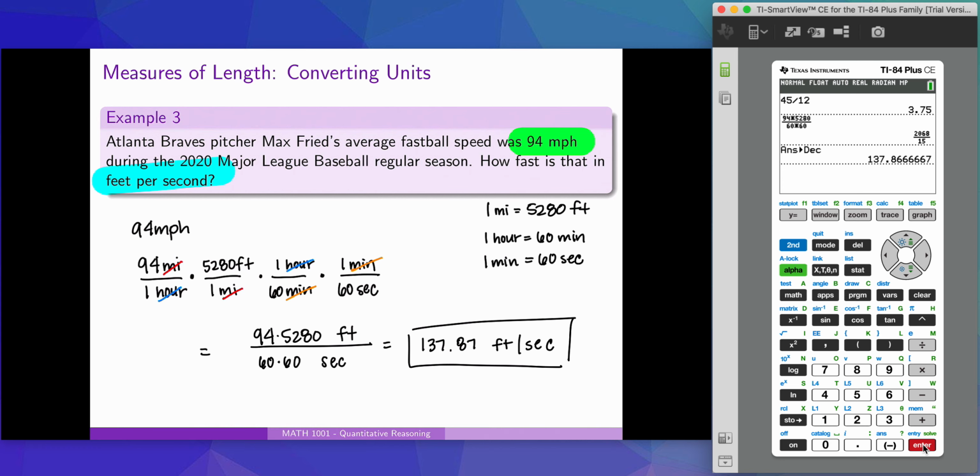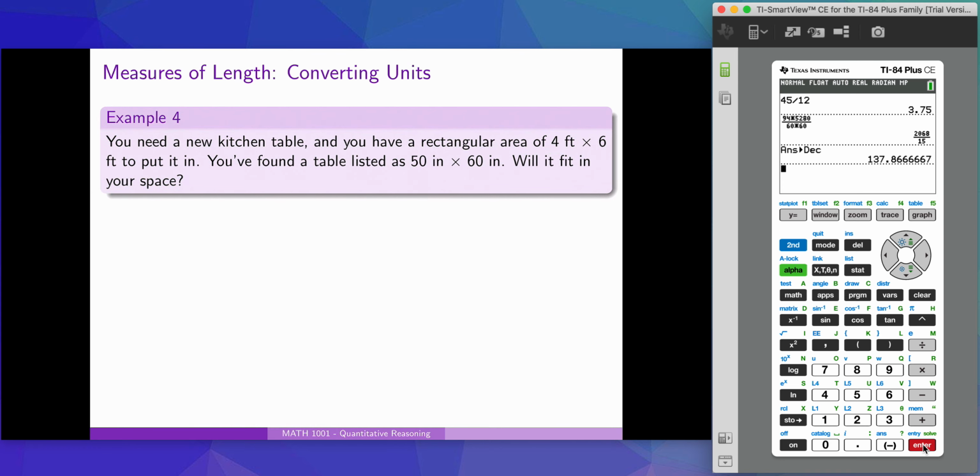Okay, let's do another one. All right, so here's a situation. We need a new kitchen table, and the area we have in our kitchen is 4 feet by 6 feet, which is where we can put our table. We're going shopping. We found a table that's listed as 50 inches by 60 inches, and we want to know if it's going to fit in my space.